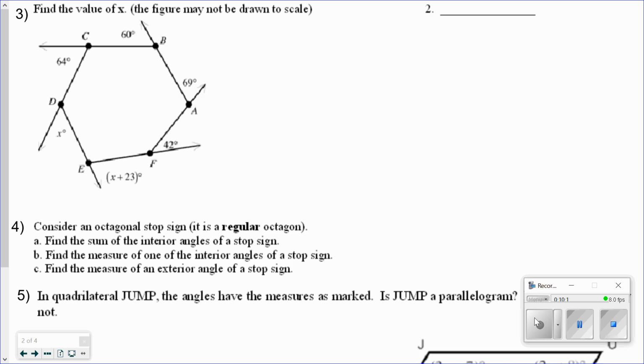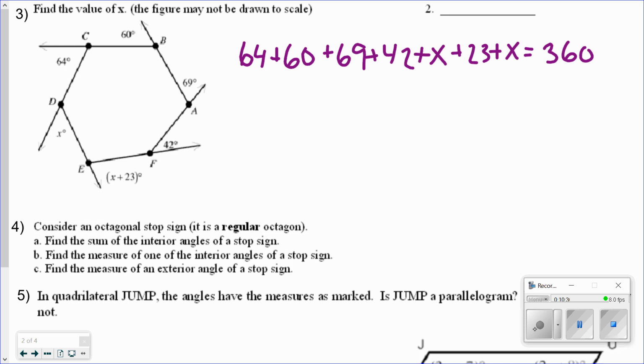For number 3 here, we want to find the value of x. If we look at this diagram, we notice that we are given the exterior angles, and the sum of the exterior angles of any polygon is equal to 360. So I'm just going to take each exterior angle and add them up. That gives me 64 plus 60 plus 69 plus 42 plus x plus 23 plus x is equal to 360. Let's combine our like terms.